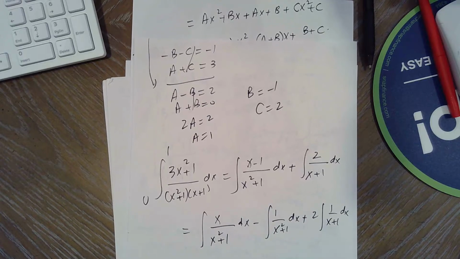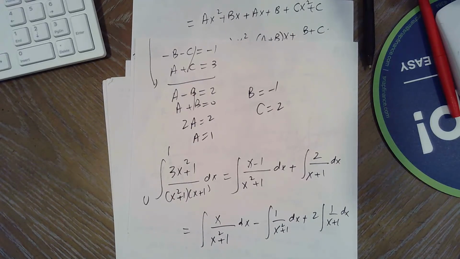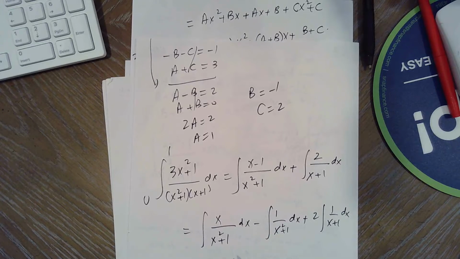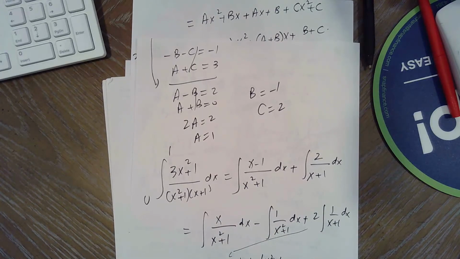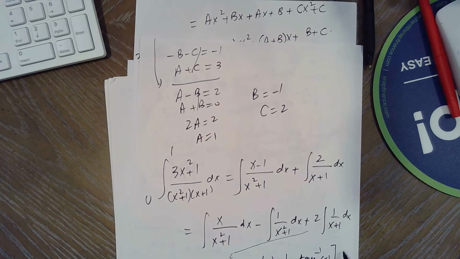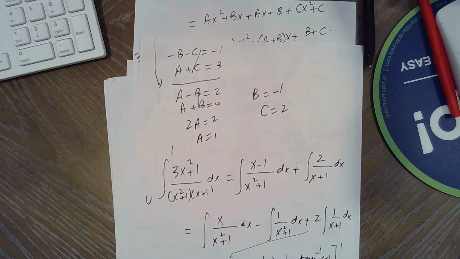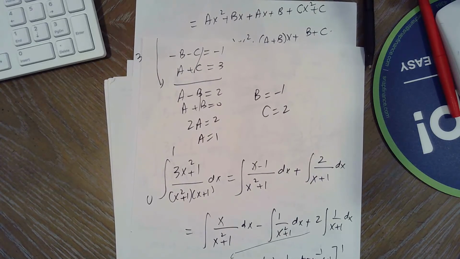So this is going to be 2 ln of the absolute value of x plus 1, that's this one, and then 1/2 ln of (x squared plus 1), that's this one, and then minus tangent inverse of x, between 0 and 1, and it's going to be 5 ln 2 over 2 minus pi over 4.